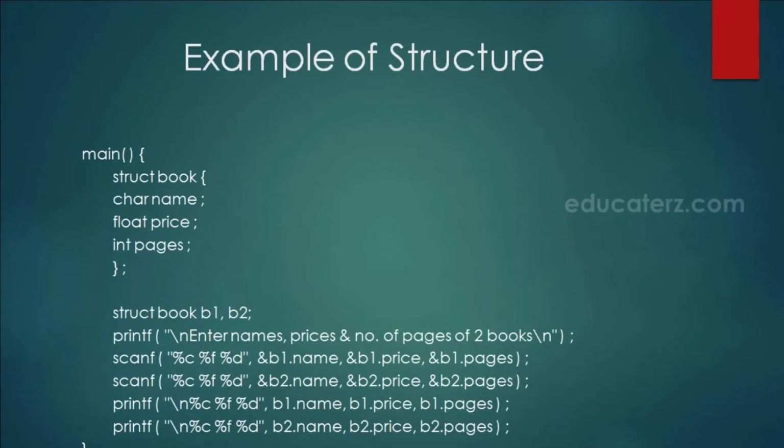Now in this example we have created two variables, that is B1 and B2. The members of B1 and B2 can be accessed using the dot operator. So to read name I can say B1 dot name, then price B1 dot price, pages B1 dot pages, like this. We will ask the user to enter all the values, then we can read the values by giving ampersand B1 dot name and so on. Then we can display the values. So this way we can use the structure.